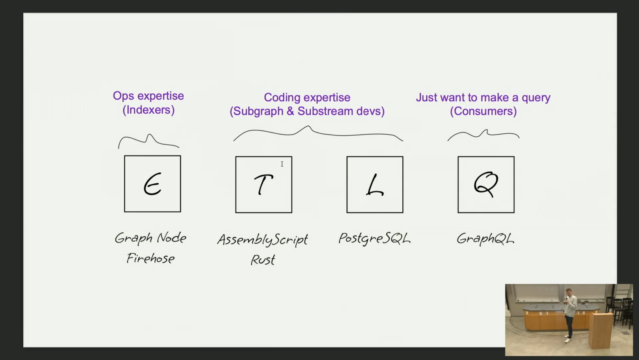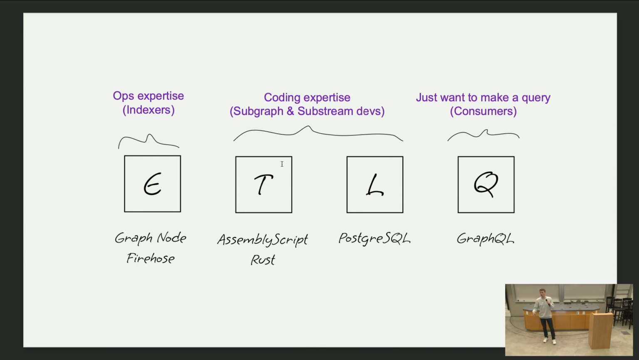So this is what we have so far in the graph. We basically have two stacks: the V1 stack and the Firehose enabled stack. On the left-hand side, we have the extraction layer. Today that would be graph node and Firehose.